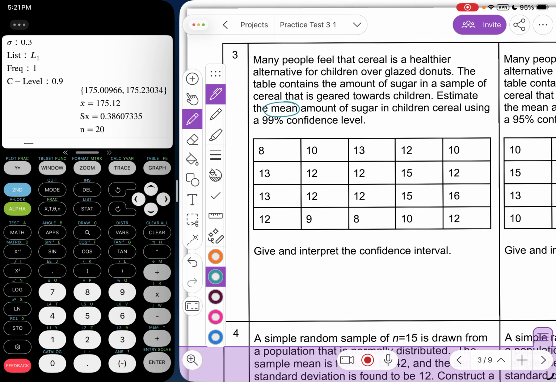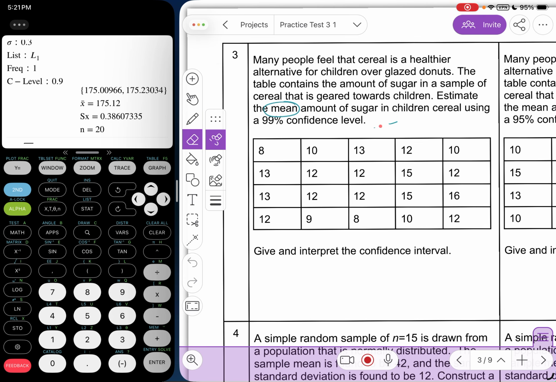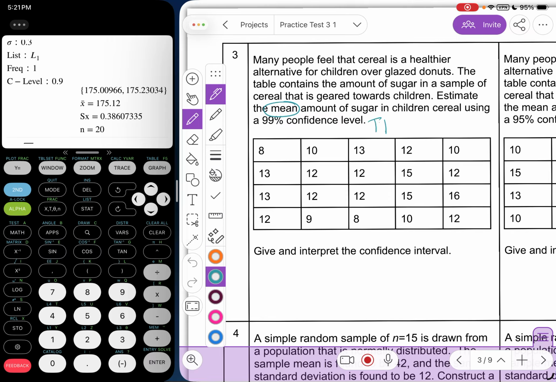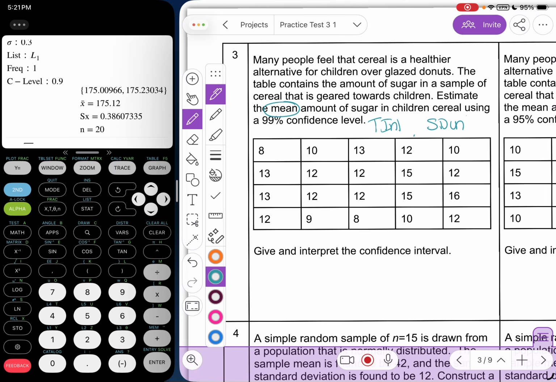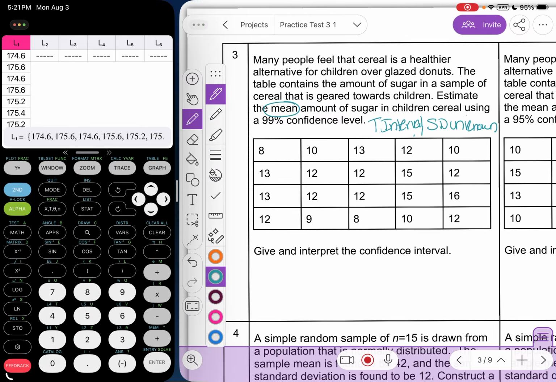So this time we're doing mean, but the standard deviation is unknown. So we're going to do a t-test. So t-test, because the standard deviation is unknown, not t-test, t-interval, because we're doing intervals. Standard deviation is unknown, so I'm going to put that in L1.